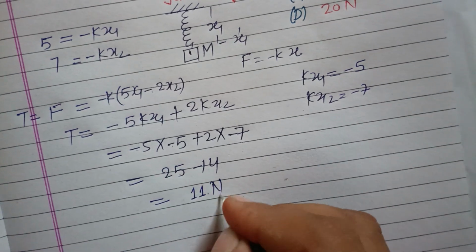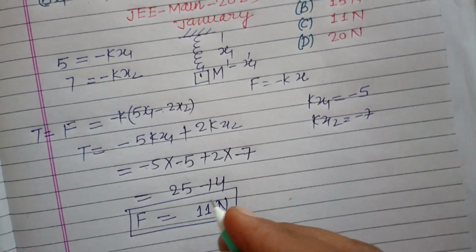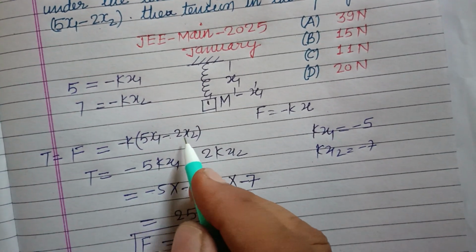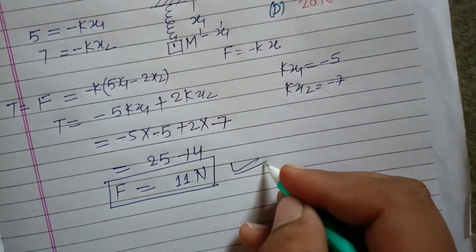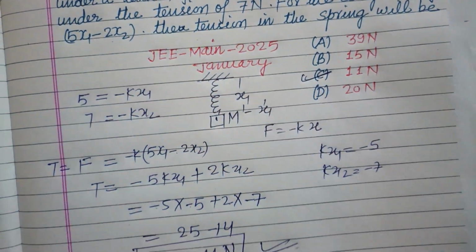11 Newton is the tension or force by which the elongation becomes 5x1 minus 2x2. So this is the answer, 11 Newton. C is the correct option of this question.